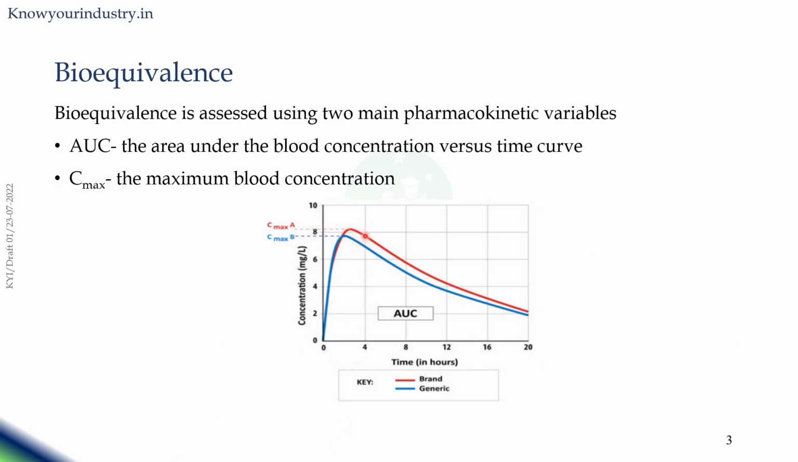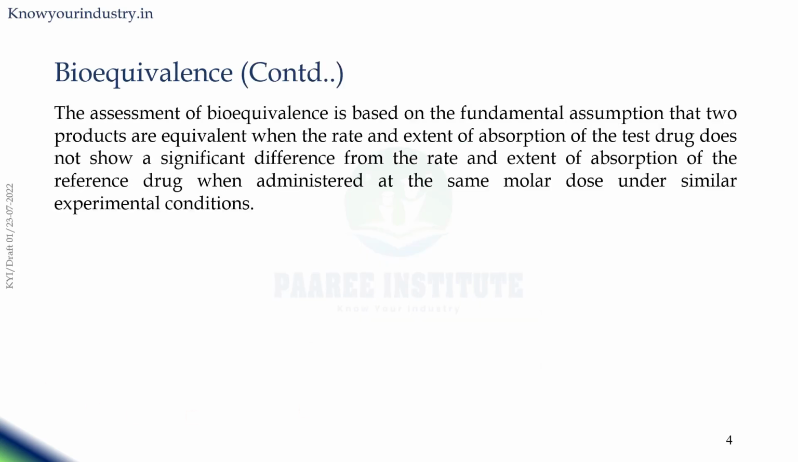Cmax is defined by the maximum blood concentration observed in a plasma concentration versus time curve, and the area under the curve defined by the trapezoidal rule. Assessment of bioequivalence is based on the fundamental assumption that two products are equivalent when the rate and extent of absorption of test drug does not show a significant difference from the rate and extent of absorption of the reference drug when administered at the same molar dose under same experimental condition.